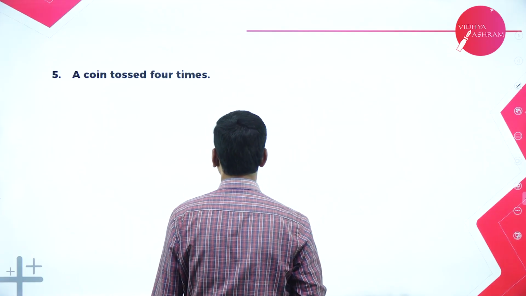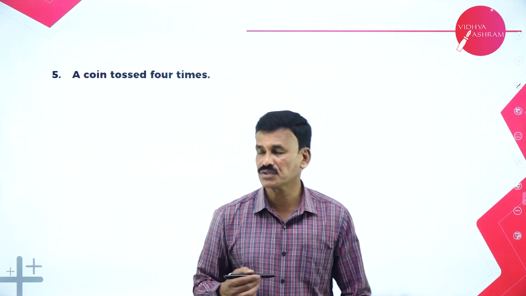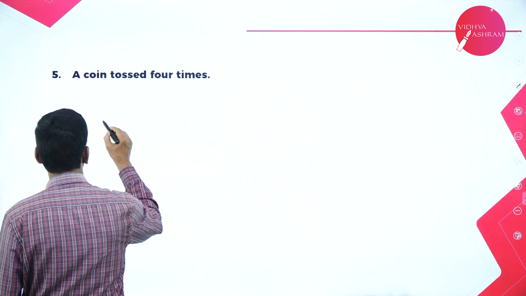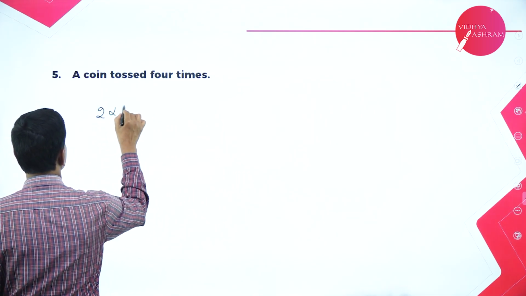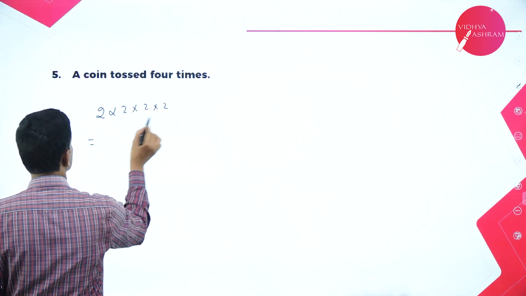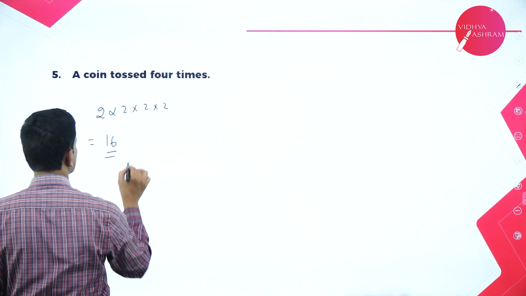A coin is tossed 4 times. If a coin is tossed 4 times, what is the possibility we are going to get? Since this is 2 into 2 into 2 into 2, that is 2 to the power 4, which is 16 outcomes we are going to get.